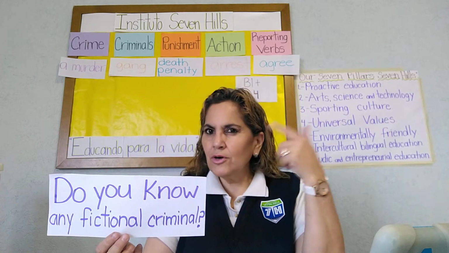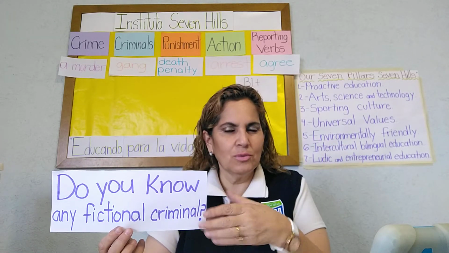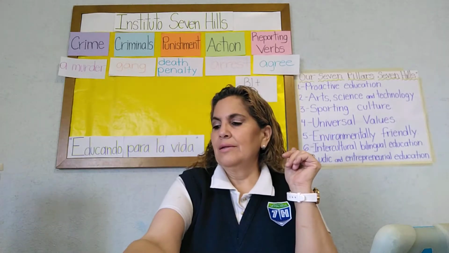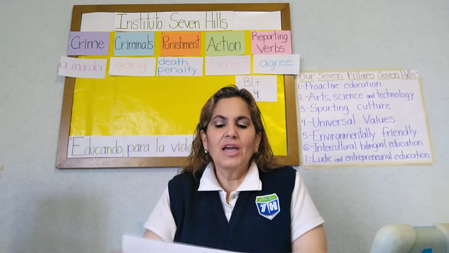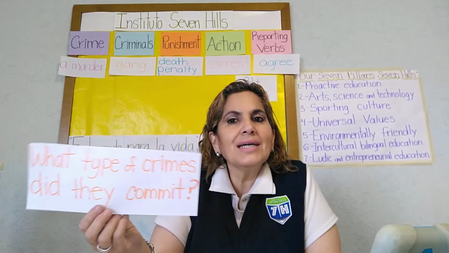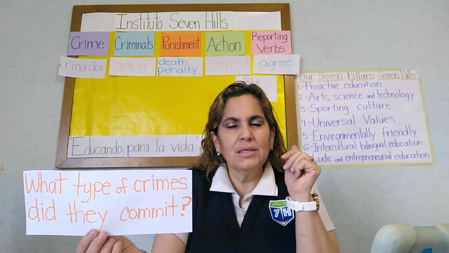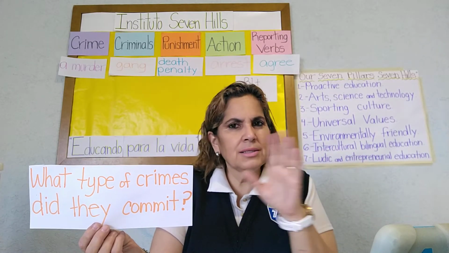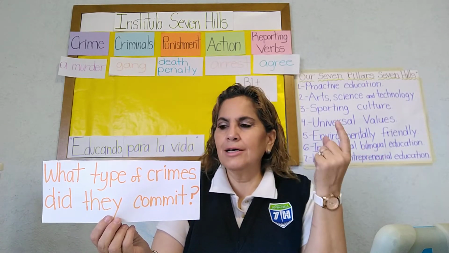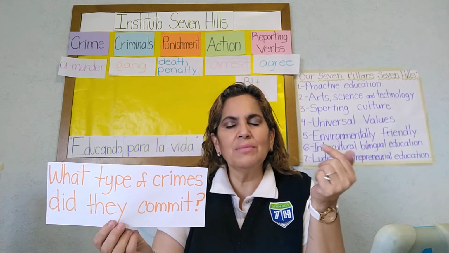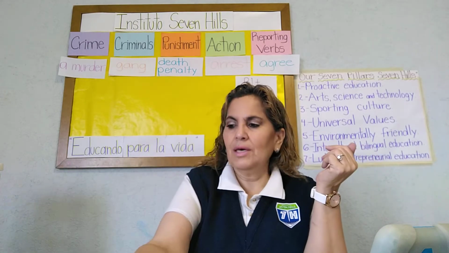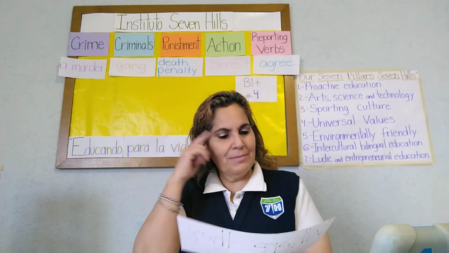Later on we are going to see what you think or remember about that person. Then another question: what type of crimes did they commit? If you only remember one person, it's okay. Or if you remember more than one, you can think about what type of crime they committed. What did they do? Next question.